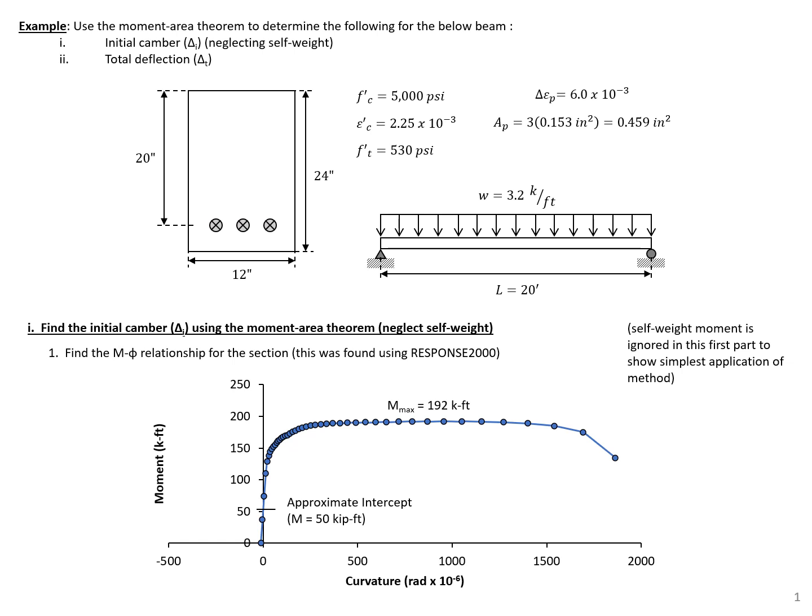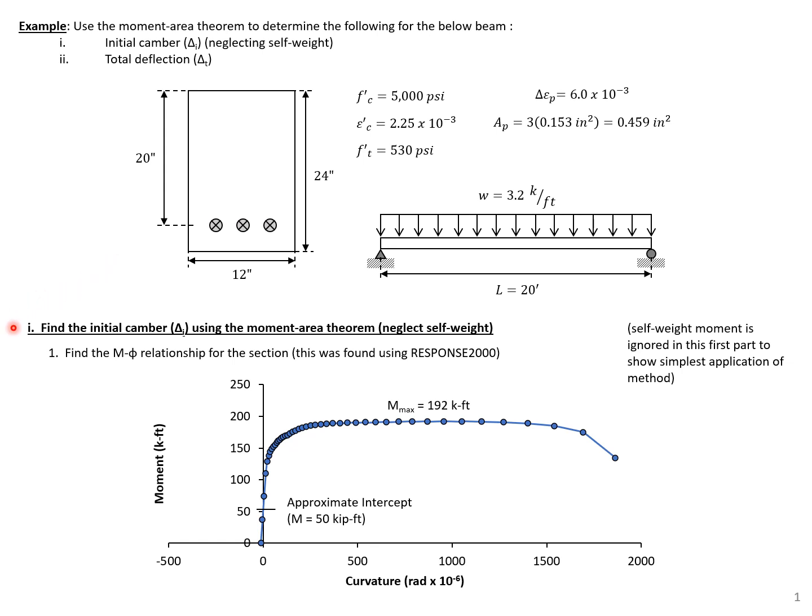In this example problem, we're going to use the Moment-Area Theorem to determine the following. We'll first find the initial camber of the beam, neglecting self-weight, and then we'll find the total deflection under an applied load of 3.2 kips per foot. You can see we're using the same cross-section that we've been using in the examples throughout this module.